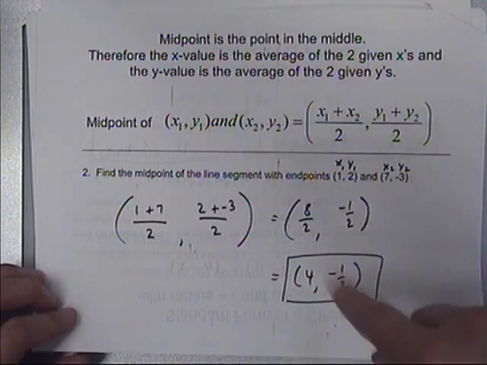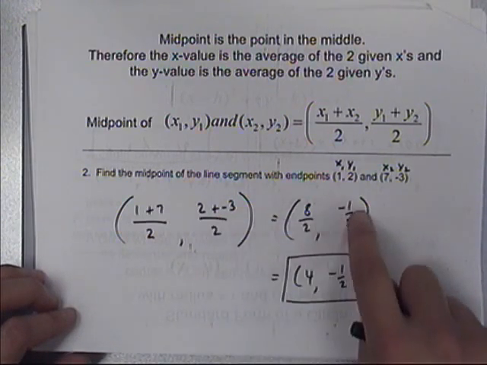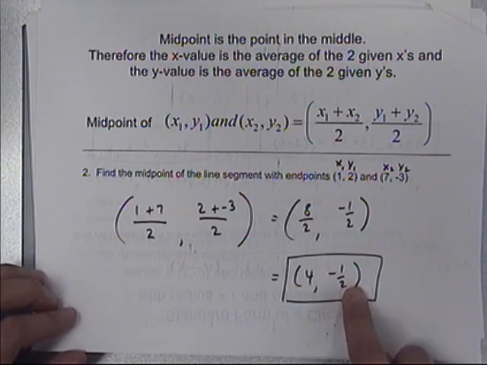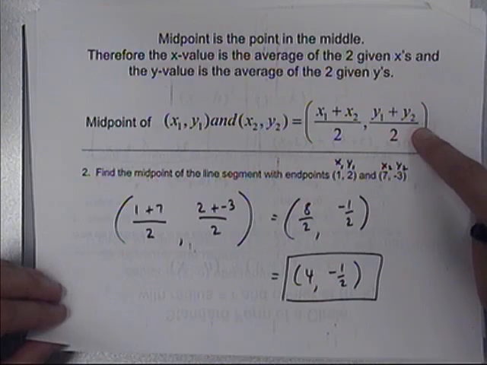Or the midpoint vertically could be found by adding 2 and negative 3 together and then dividing that by 2. So 2 plus negative 3 is negative 1. Divide that by 2. Still negative 1/2. There's the formula for midpoint.